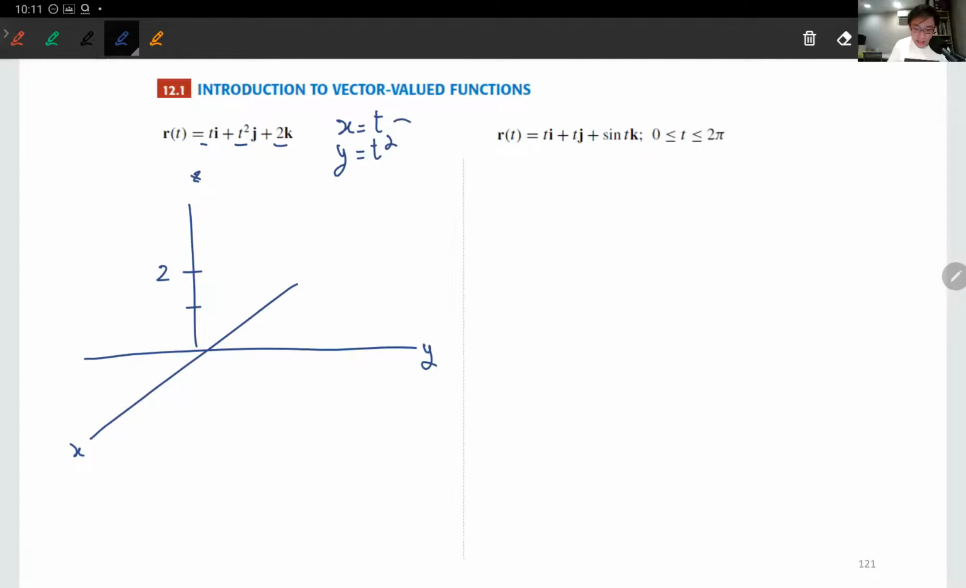Of course, I can replace this back, just like when we did in the first lecture. That is just a parabolic curve. Okay, straight. So that's nice.